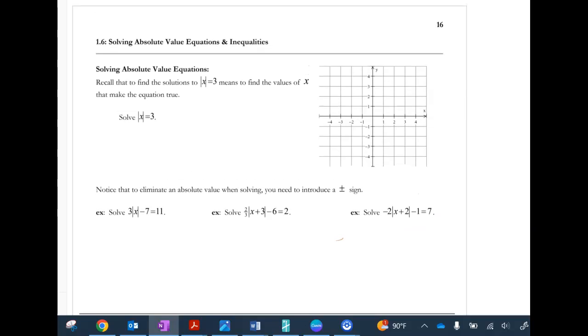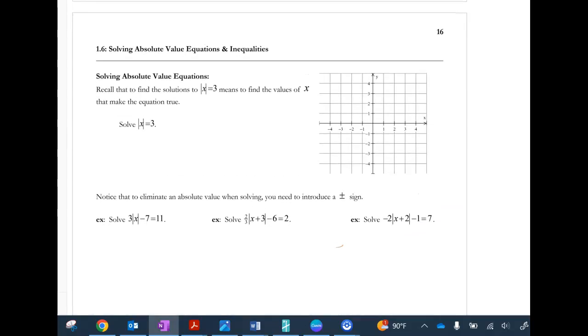Slauson, and we are going to be on page 16 in our spiral. We're going to cover solving today with absolute value. So if you don't have your spiral out yet, pause this video so you can get to page 16, and then we'll start.